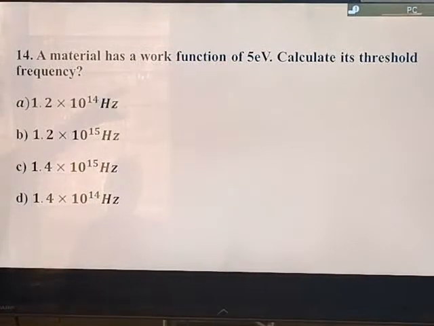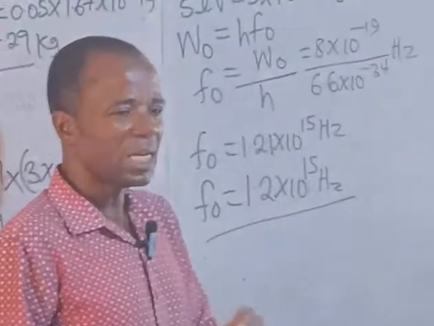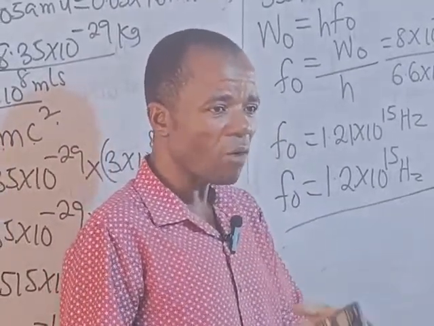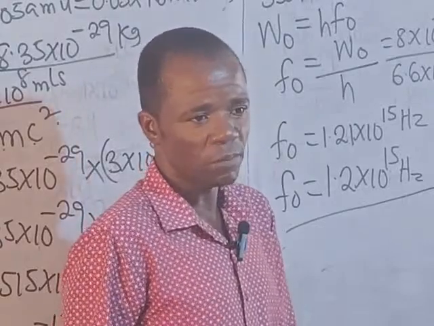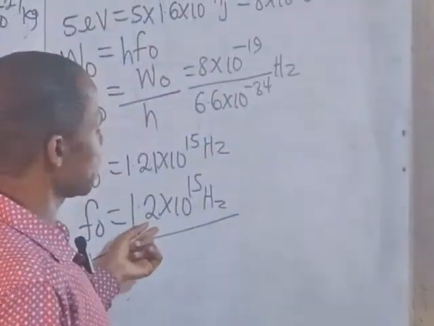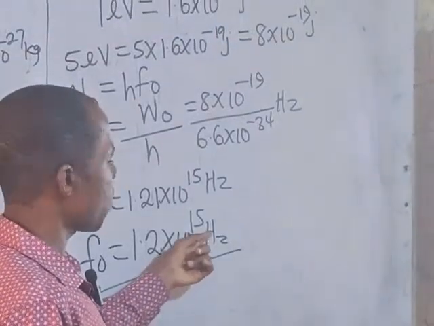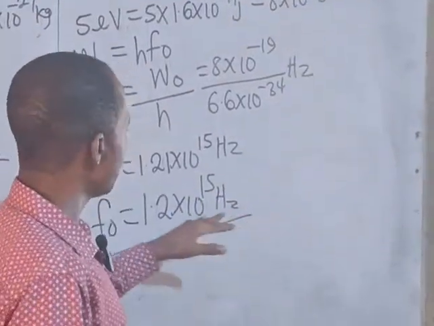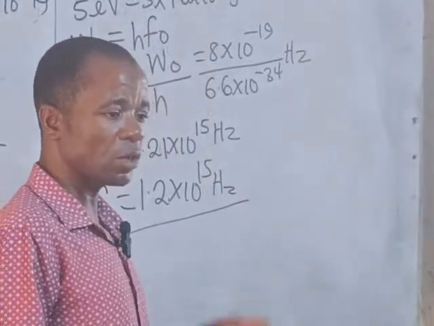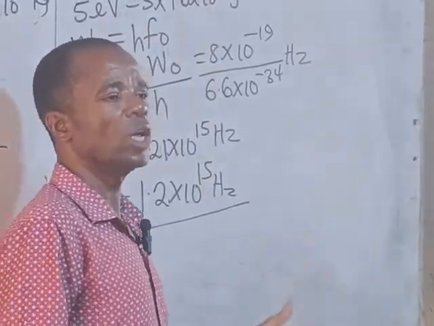Not only that, threshold frequency is the minimum frequency that is needed to eject electron from the surface of a metal. And the same thing, if the threshold frequency is this, for example, 1.2 times 10 to the power 15 hertz, any frequency less than this will not be able to eject electrons from the surface of such a metal.